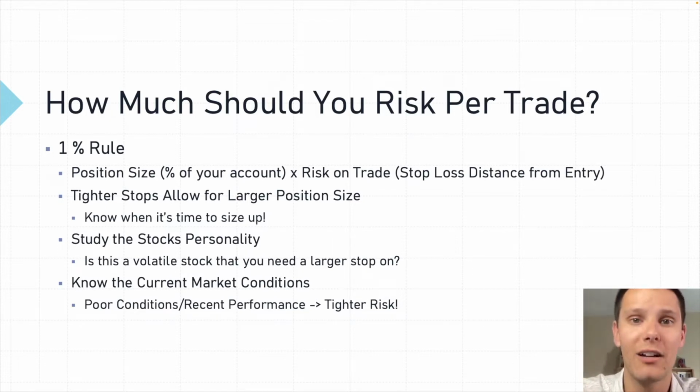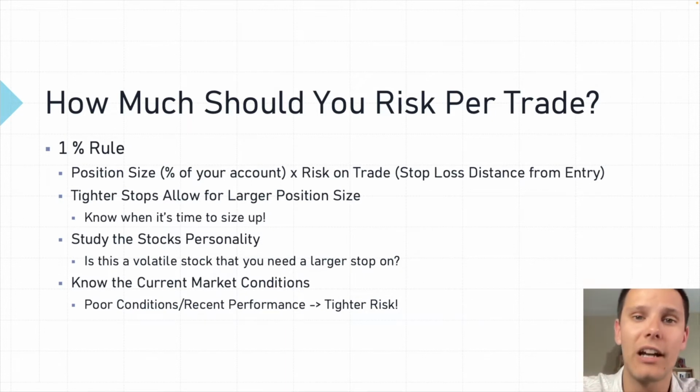A follow-up question from there might be, Nick, how do we know how wide to make our stop loss? And with that, I'd say study the history of the stock, study the personality. Look to the left of the chart and see how volatile the stock is acting. If it's a volatile stock, we need a wider stop loss and a smaller position size. If it's a very nice moving, nice trending, and tight price and volume action, then we can use a tighter stop and a larger position size.